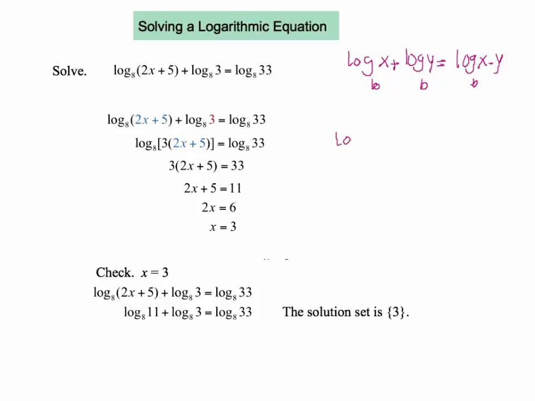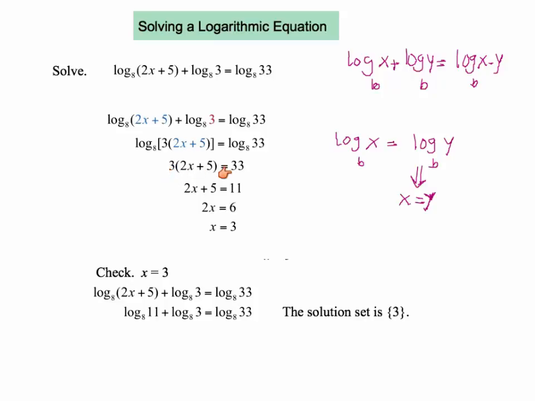Because from here, I can conclude that if log of x is equal to log of y, if the bases are the same, then x must be equal to y. That's exactly what we're doing here. You're saying that if log of something is equal to log of something else, the bases are the same, then in this case 3 times x plus 5 must be equal to 33. So I don't have any log anymore here, so I can solve for x.